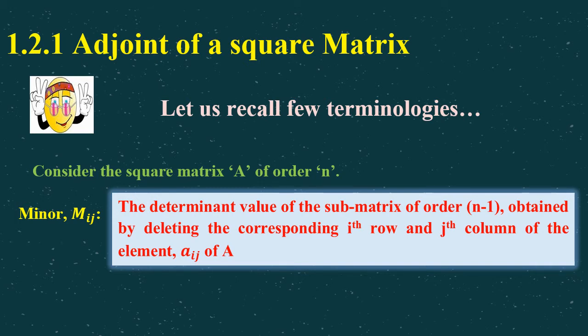Capital A is of order small n. So by deleting the ith row and jth column of the matrix, we get a submatrix of order n minus 1. Order will be reduced by 1. So the determinant of that submatrix will give you the minor of that particular element small aij and it is represented by capital Mij. Got it?